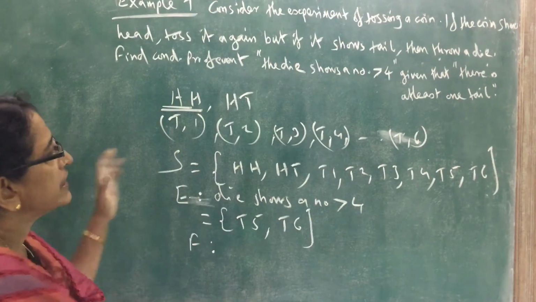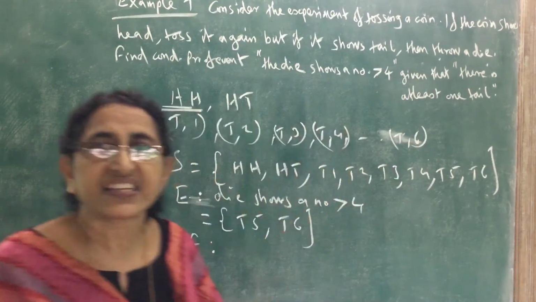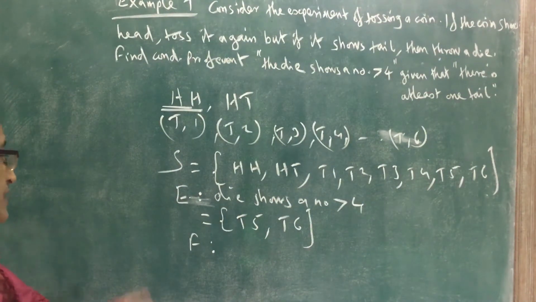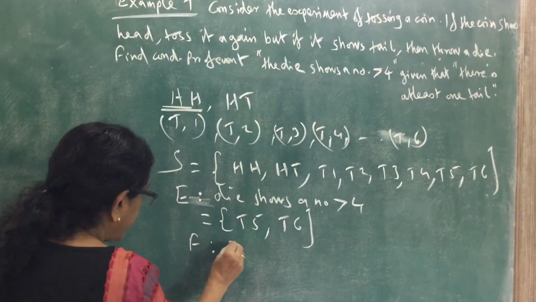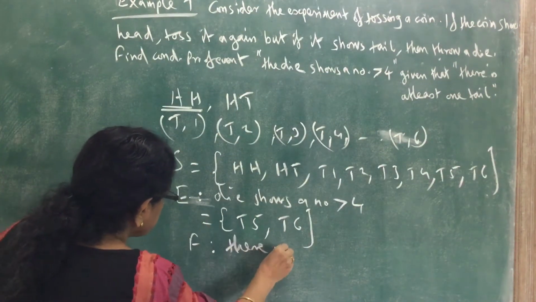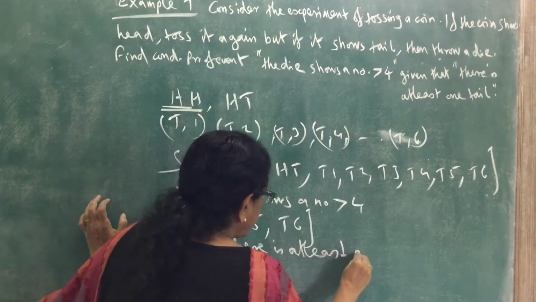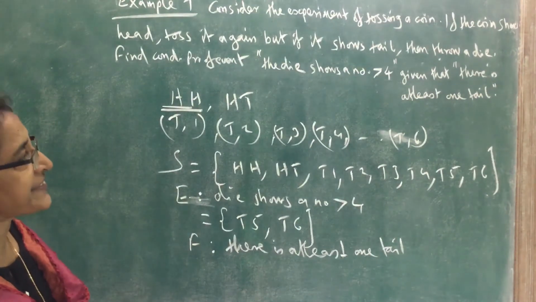Event F. What is the given event? Given that there is at least one tail. That is the given event. At least one tail means one tail or two tails. So F is the event that there is at least one tail.